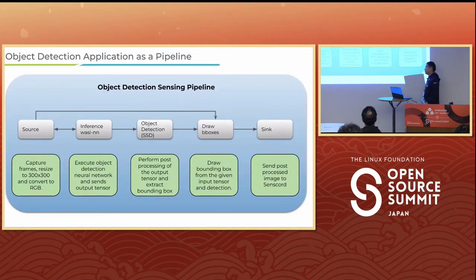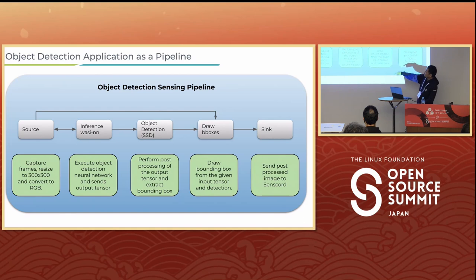If you think about the object detection application, that can be broken up into these components. Think of each one as an individual separate WebAssembly module. First you have a source module that takes in the frame as an input, and you resize it to 300 by 300, which is the input for the model. Then the next one takes that as an input and invokes WASI-NN to do the inference, and you get the output tensor.